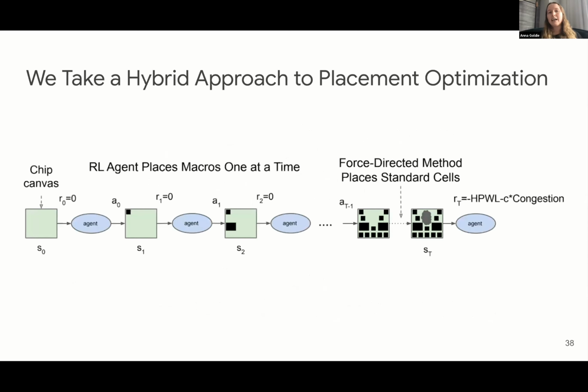So in this work, we took a hybrid approach to placement, chip floor planning optimization. And we used the RL agent to place the macros one at a time onto the canvas. And then we used a force-directed method to place the standard cells. And it could do so quite quickly. I think standard cell placement was considered almost a solved problem. So we could leverage that to very quickly place standard cells and just use that as part of the inner loop for RL.